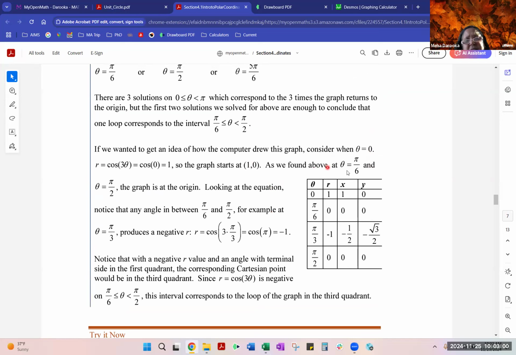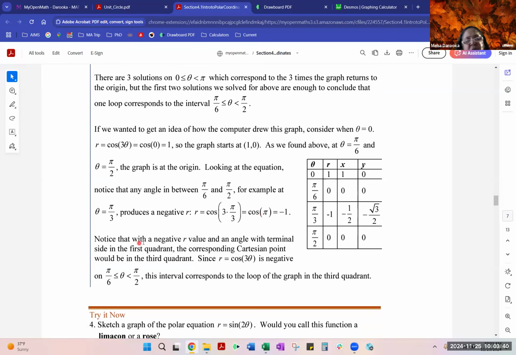Then you can go with the theta values of pi over 6, like we calculated here, and pi over 2. You will see that will take your graph to the origin, because that's where your r values are 0, right? So you end up back at the origin. Looking at the equation, you will notice that for any angle between these two values of theta, think about this guy halfway through there, you are going to get an r value which is negative. You can see the math over here when we change theta to pi over 3. It gives you cosine of pi, and of course, we know cosine of pi gives us -1.